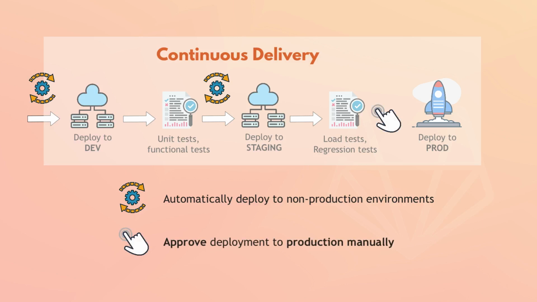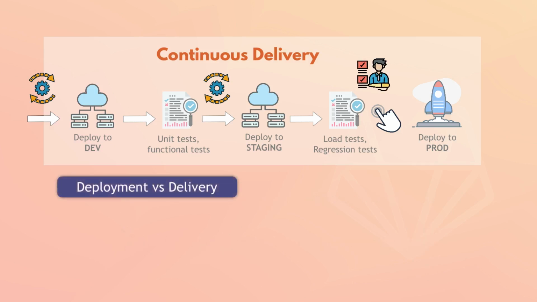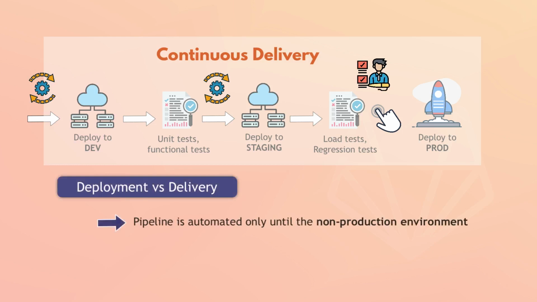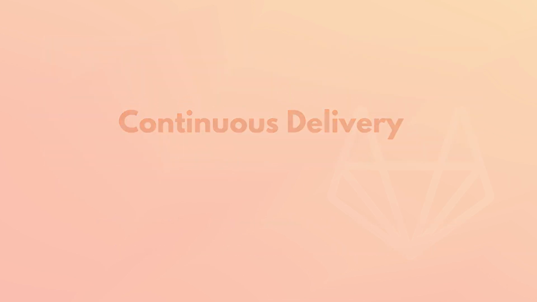In which case, you need some manual testing, where test engineers come in and manually test the application in addition to the automated tests. And this means you can streamline the deployment only to the non-production stages. So the pipeline will be automated until development or staging environments and will then be promoted manually to production. And this has its own term, and it's called continuous delivery.